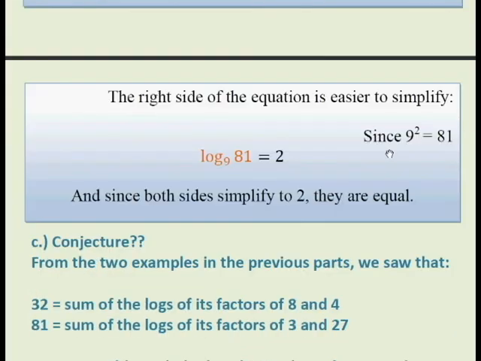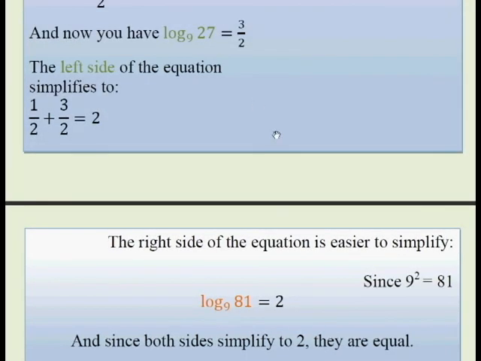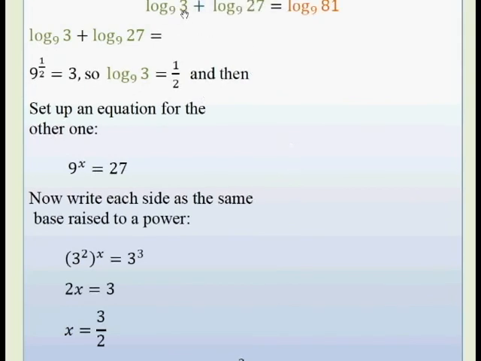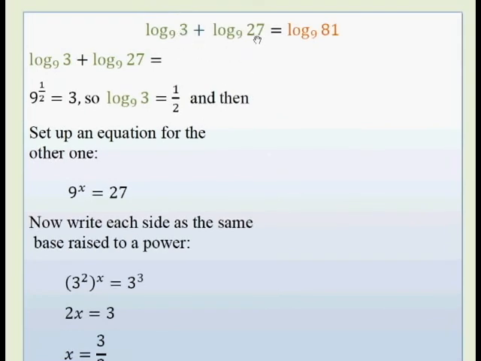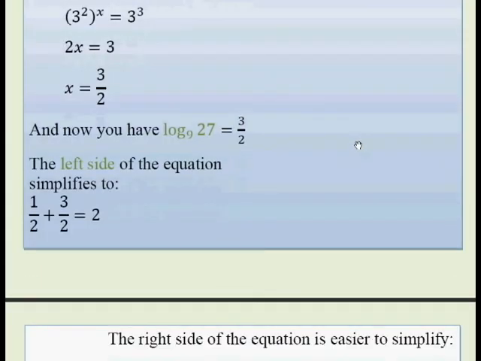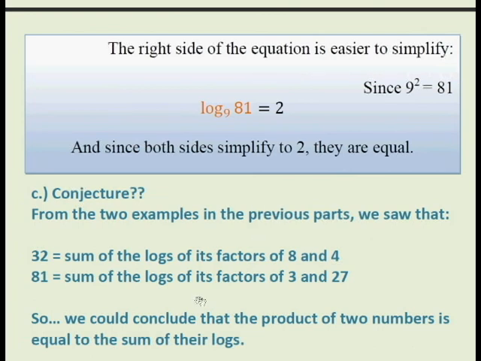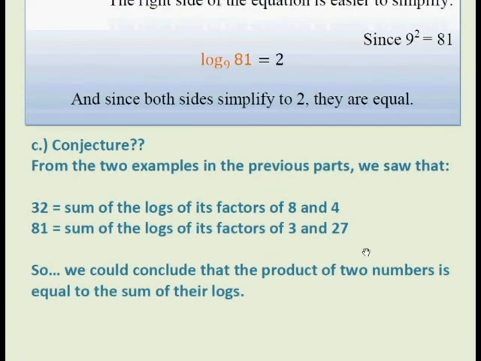And you're going to learn these properties of logarithms. So 81 turned out to be the sum of the logs of its factors of 3 and 27. So on this problem right here, 3 times 27 equals 81. But when you add the two logs, you get the log of 81. And they were different bases, just to show you that. So you could conclude that the log of a product of two numbers is equal to the sum of their logs, which is true.